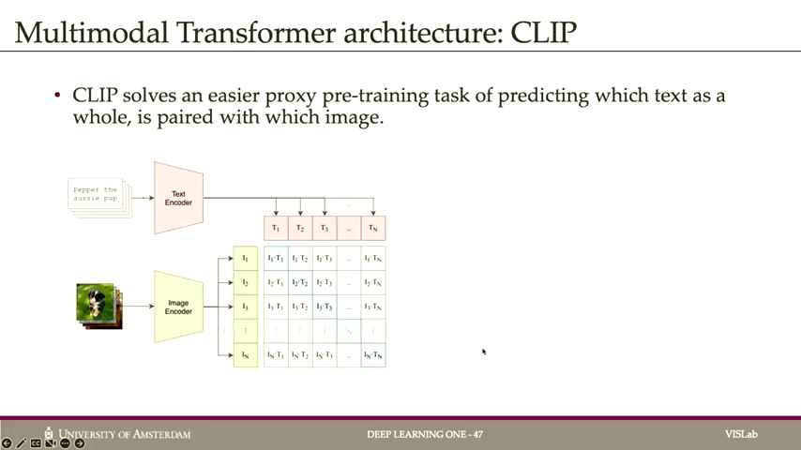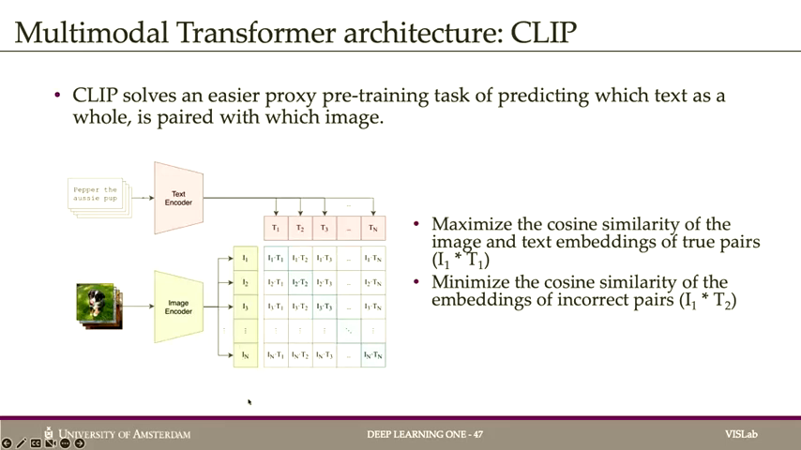Then the pre-training of CLIP is basically really simple. It aims to predict which text as a whole, so as a whole embedding here, is paired with which image. And we use the dot product to do that. Basically the overall idea is to maximize the similarity of the same image and text pairs and to minimize the similarity of incorrect pairs. This idea is called contrastive loss optimization, which we will talk about in later lectures, I think. This is how CLIP is pre-trained, to predict which text as a whole is paired with which image. You can see here that we want to push these pairs closely in the latent space, and we want to push the rest of them, which are incorrect, farther away from each other.